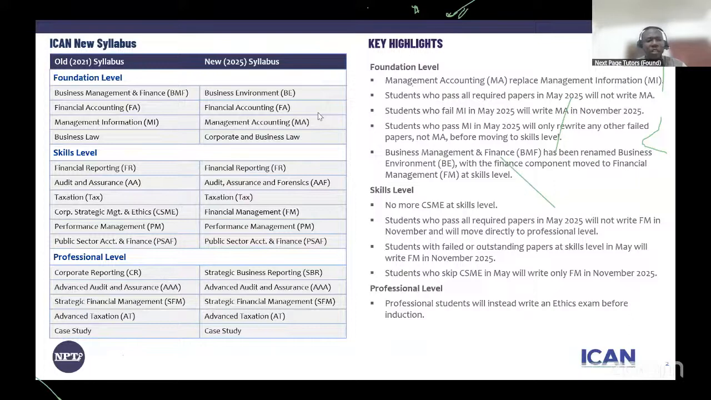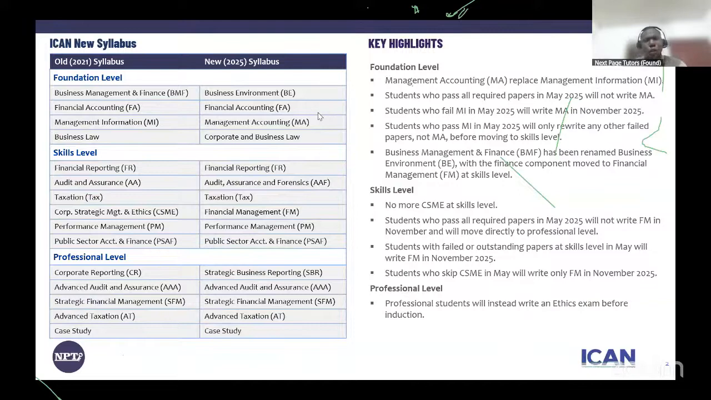Now at professional level, CR was completely overhauled, where the name was changed to SBR, Strategic Business Reporting. Even in terms of the content, they moved things around, some other standards. I think previously, standards like IFRS 16 and some skill standards that you would have done in FR, you would still have to repeat at CR level.